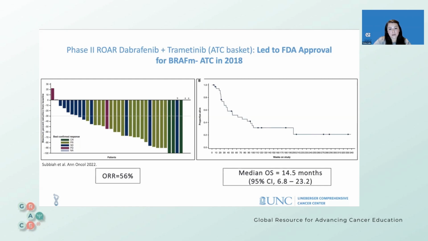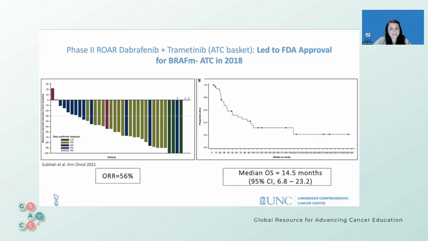We saw that in 2018, the ROAR trial led to FDA approval of BRAF mutated ATC with treatment with dabrafenib and trametinib, which are a BRAF and MEK inhibitor. This was based on that we saw an overall response rate of 56.